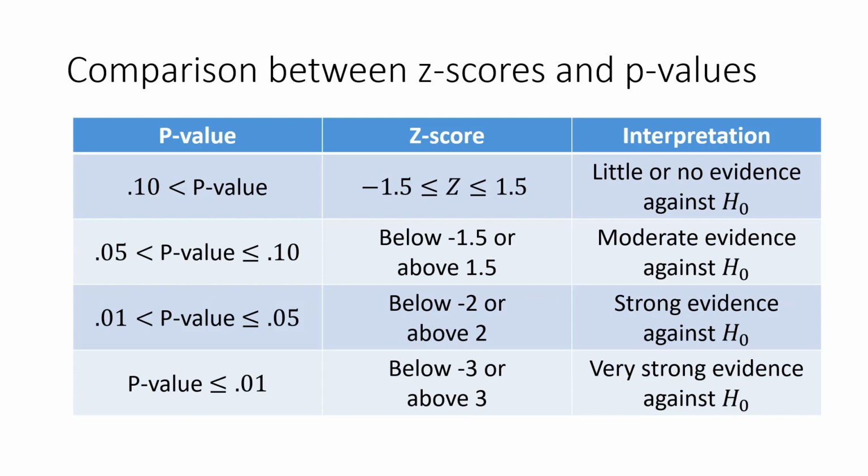Here's a table showing the relationship between z-scores and p-values in the strength of evidence against the null hypothesis. We'll talk more about why these z-scores correspond with these p-values in the video on the empirical rule.